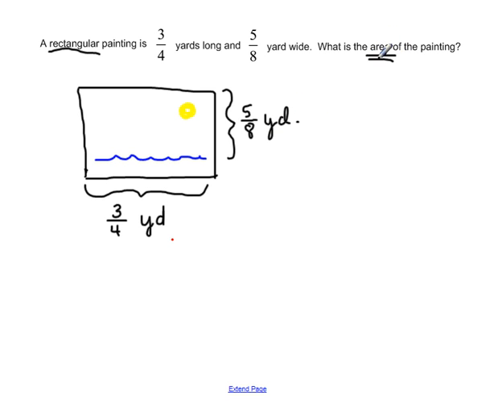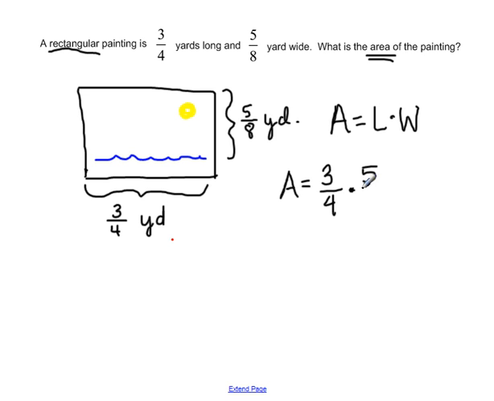So this obviously relies on us remembering how you find the area of a rectangle. If you remember the formula for that, the area of a rectangle equals the length times the width. So even though the length and the width happen to be fractions, that doesn't change the formula. To find the area, we want to take the length times the width. So the area is going to equal the length, which we know is 3/4 of a yard, times the width, which we know is 5/8.